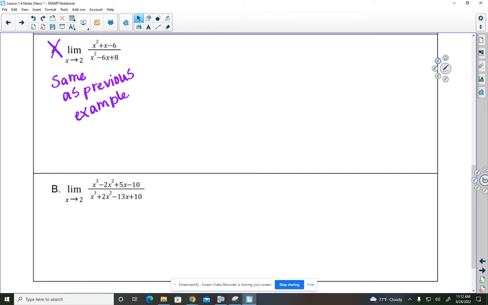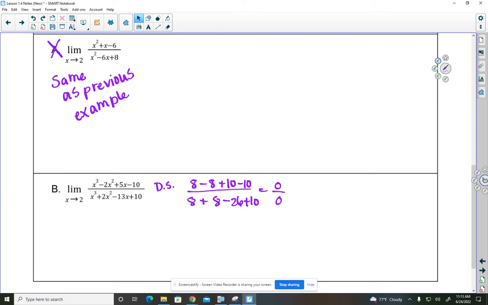First, check direct substitution, right? So first, check direct substitution. If we plug a 2 in, 2 cubed is 8, minus 2 times 4, so minus 8, plus 10 minus 10, our numerator, we get 0. Denominator, we're getting 8 plus 8 minus 26 plus 10. Let's see, 8 plus 8 is 16, minus 26 would be negative 10, plus 10 would be 0. So we get our 0 over 0, direct substitution didn't work. So now we resort to the factor cancel. So let's factor and cancel this puppy.